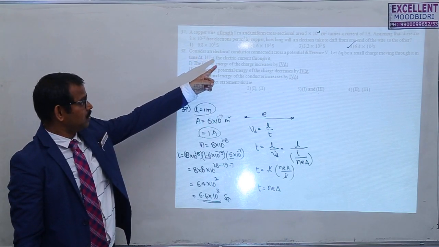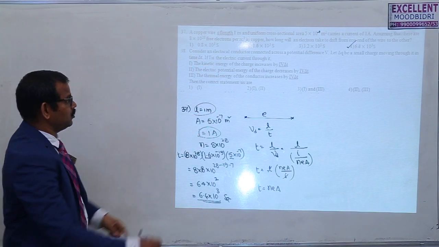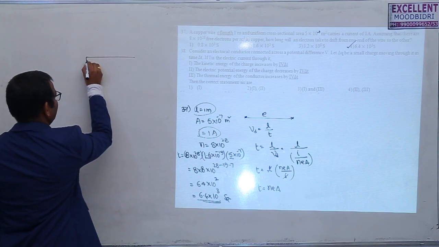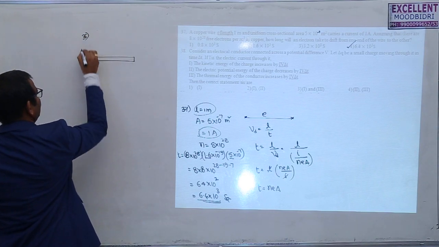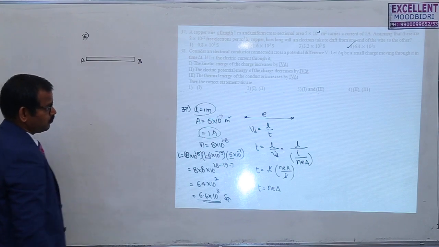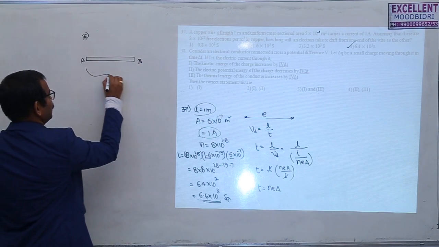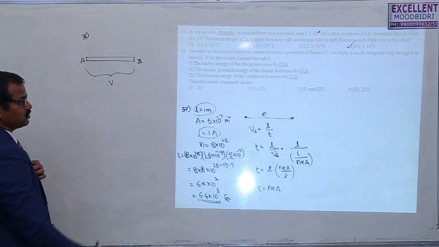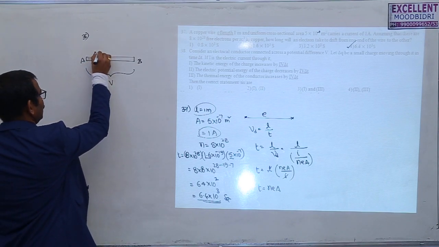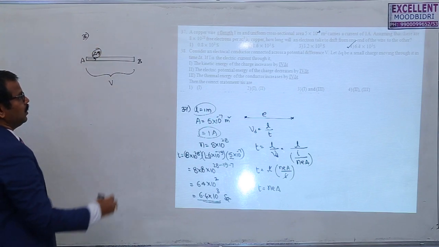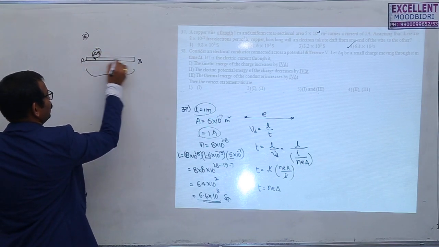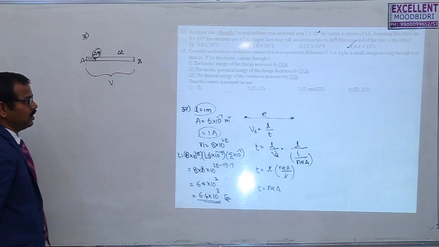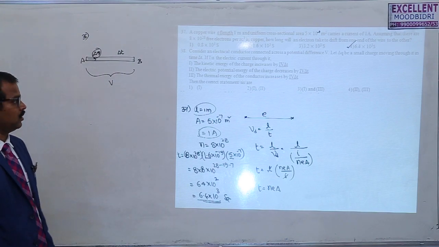Next one, consider an electrical conductor connected across a potential difference of V. This is a conductor which is connected between points A and B with a potential difference of V volts between A and B. Let delta Q be a small charge moving in this one. So through this, delta q charge is moving, and the time for this charge to move from here to here is a small interval delta t. Then I is the electric current.